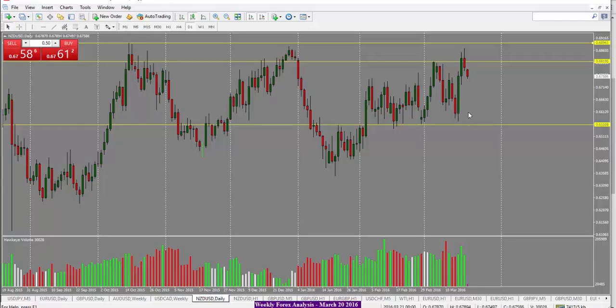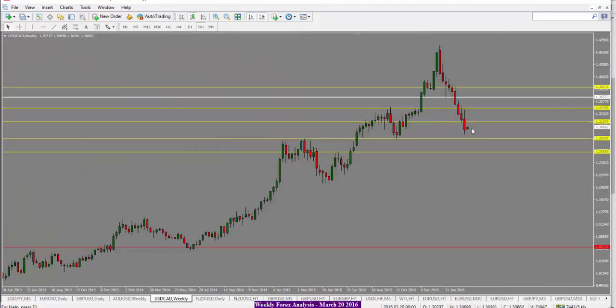In terms of the New Zealand dollar, last time we did see a move up in dairy prices. However, overall there isn't a lot of fundamental strength in the New Zealand dollar, so there isn't anything that should really be pushing it higher. So this is one of the pairs that we may see a deeper pullback in. So we'll watch out for that.